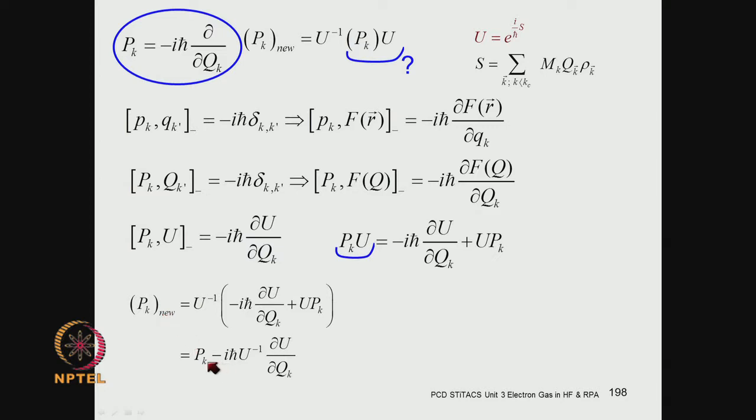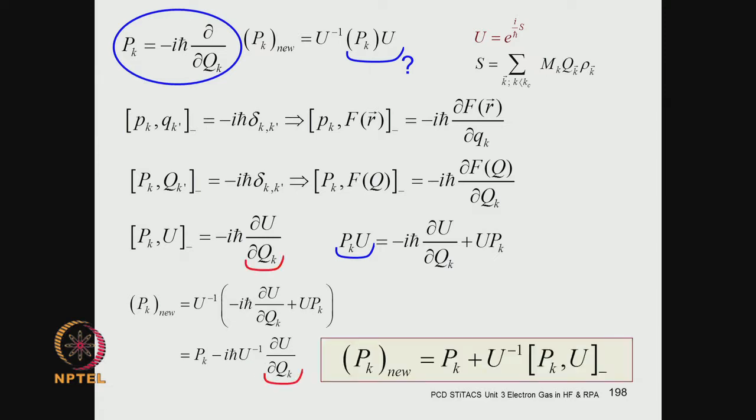It is not the same as P_k. It is not invariant, but you must subtract from this another operator, which is minus iħ U inverse ∂U/∂Q_k. So the new momentum operator, you can write it in terms of ∂U/∂Q_k, or also in terms of this commutator [P_k, U]. But you had a minus iħ here, which will go in the denominator over here, so you write it independent of the iħ factor.